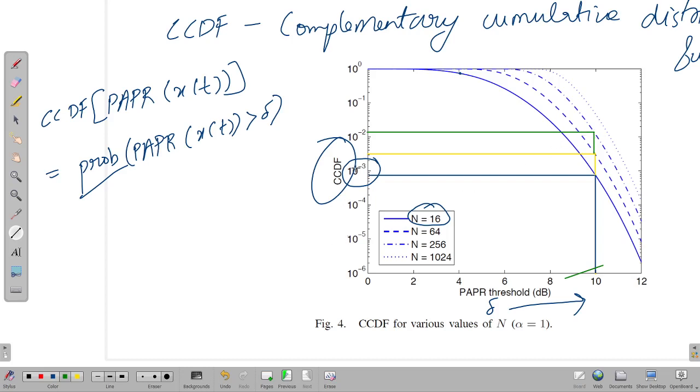So CCDF plots show you how the PAPR varies for a particular threshold value. You take any threshold value here, and you can see that as the number of subcarriers increases, the probability that PAPR is going to be greater than a particular value, or in other words the CCDF of PAPR, increases. So this function, the complementary cumulative distribution function, is a useful tool to characterize the PAPR of an OFDM signal.